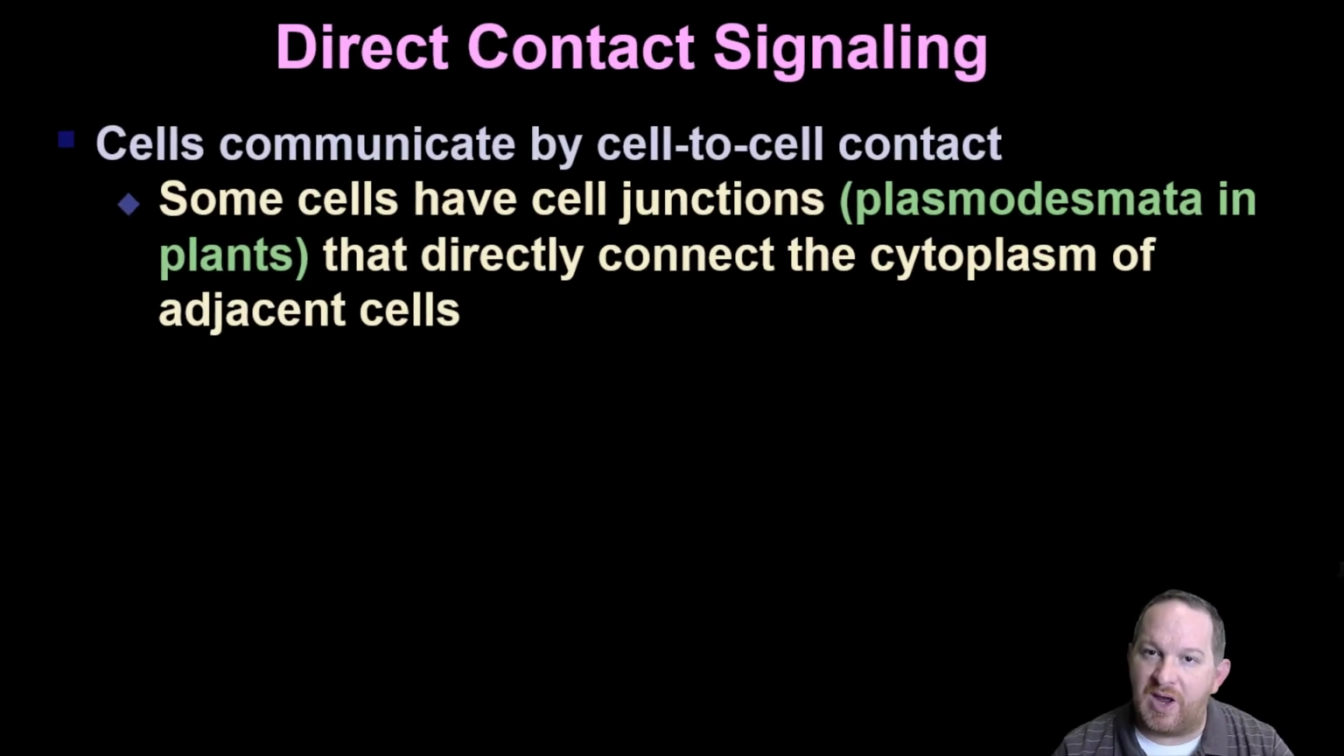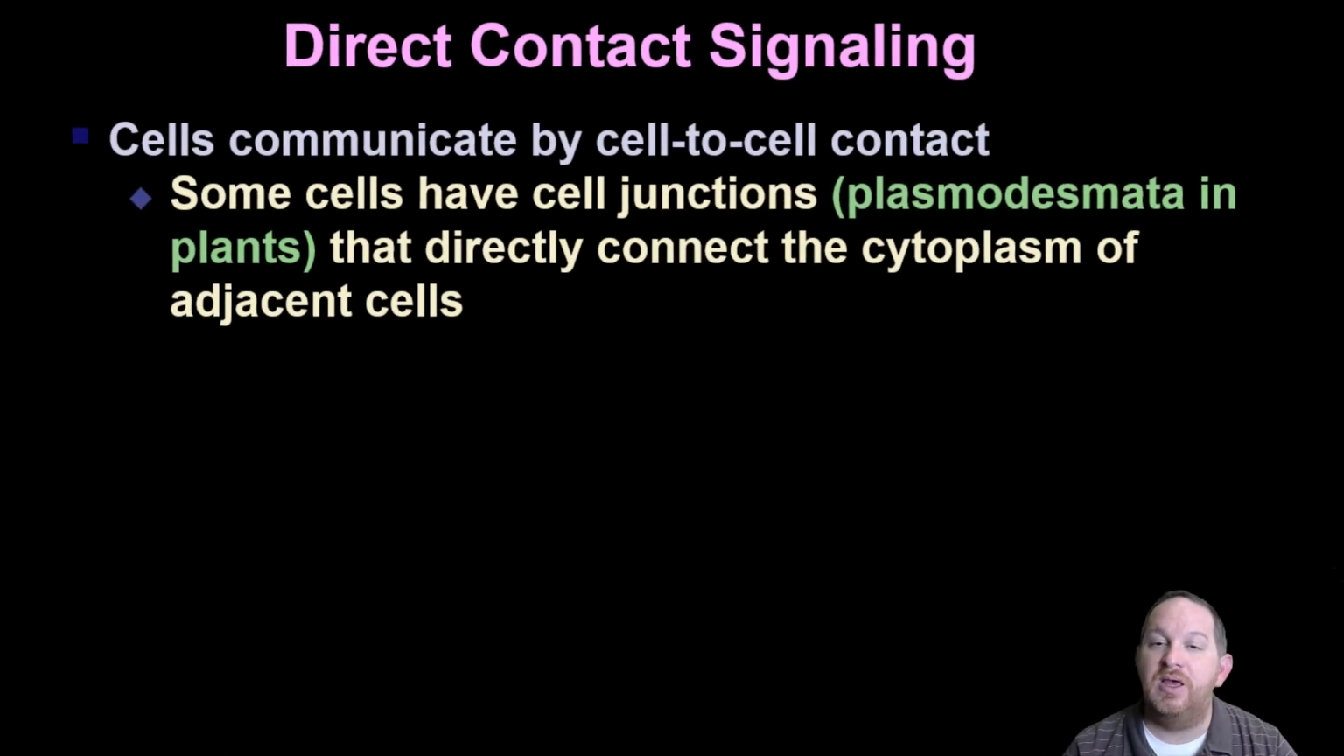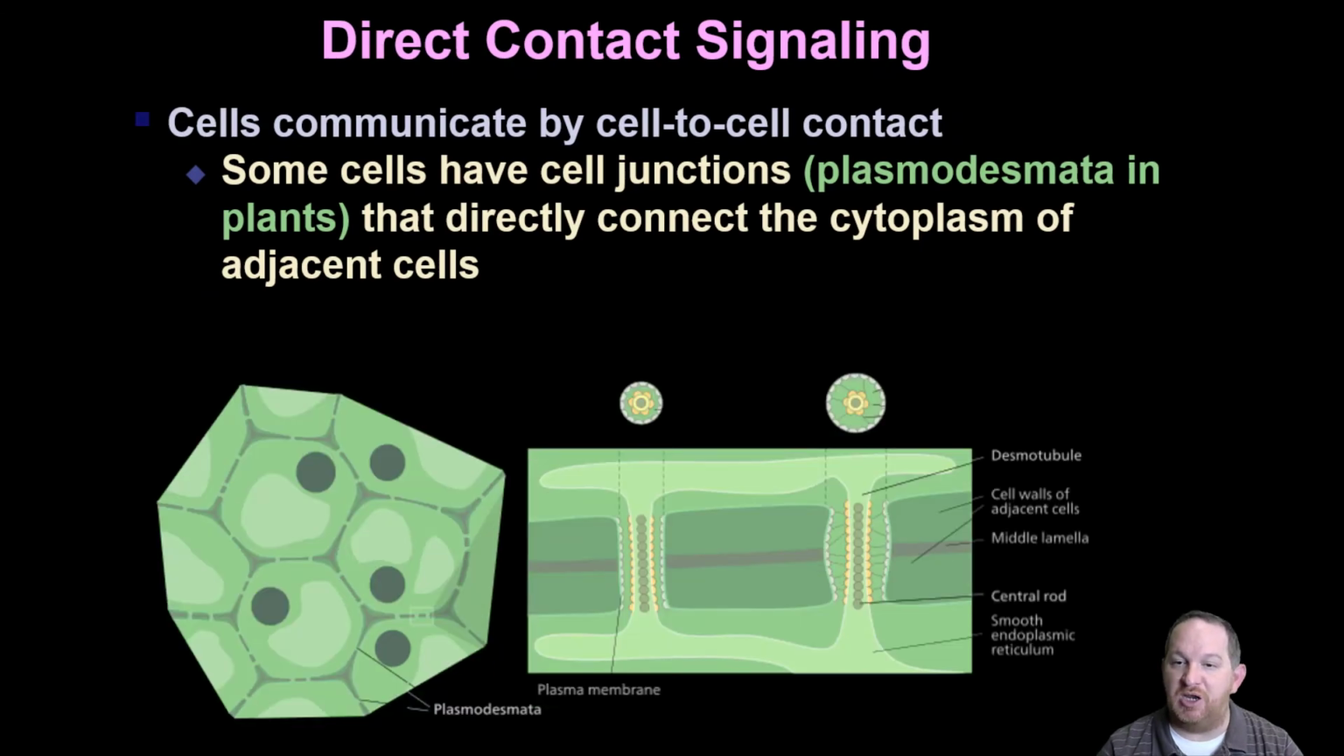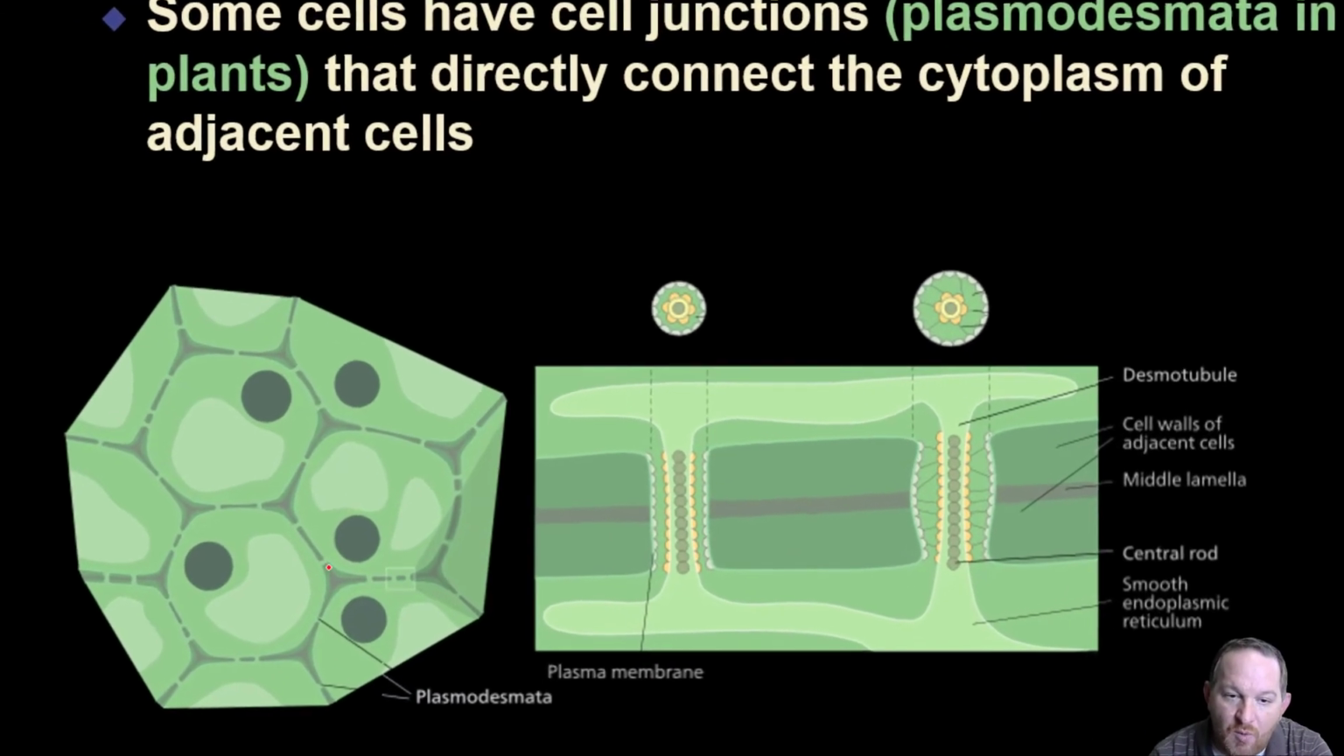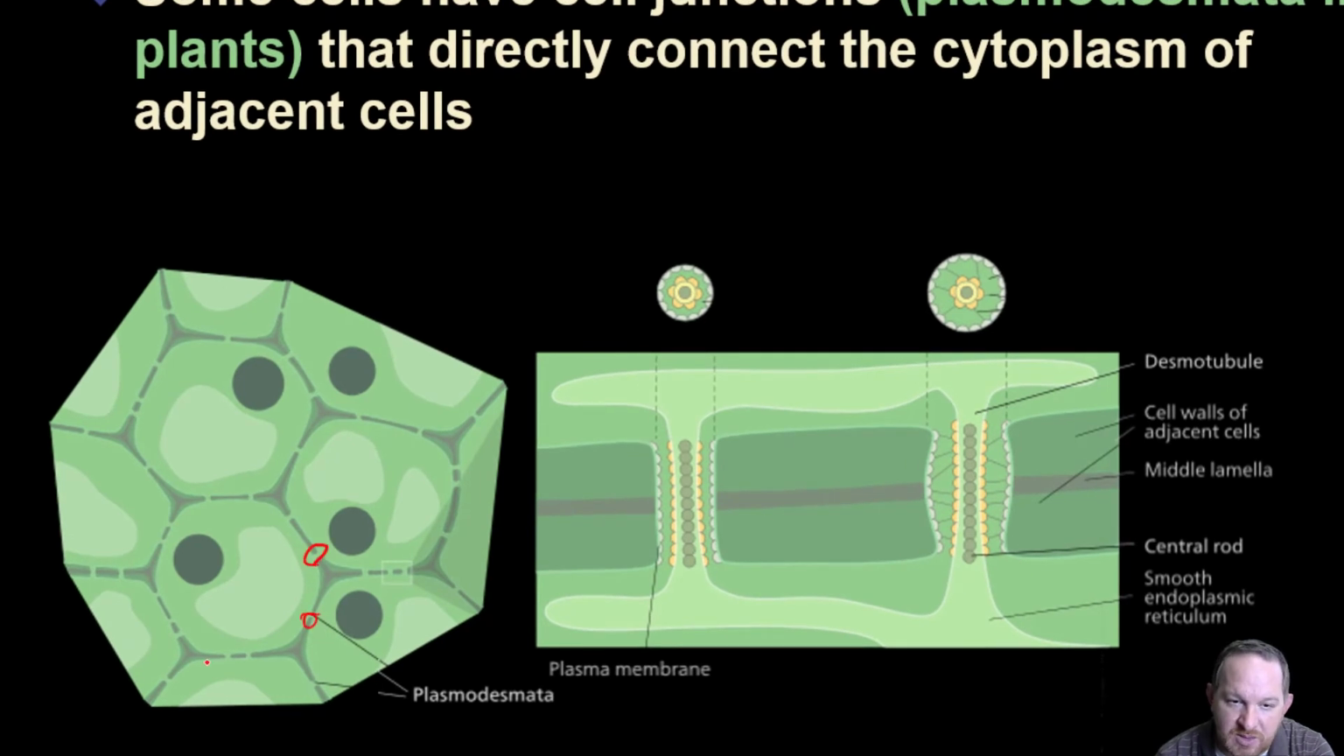So the first one is the direct contact signaling, right? And I mentioned this with the plasmodesmata. So here we get a little closer view. You can see the little openings, the plasmodesmata between these plant cells, right? You see the membrane, and you see the openings here.